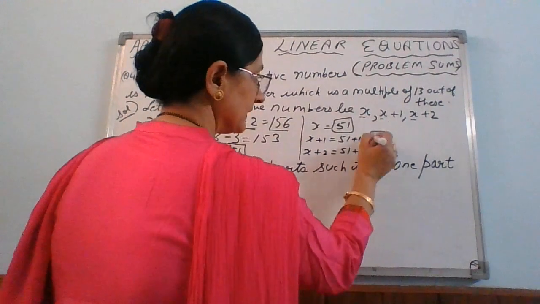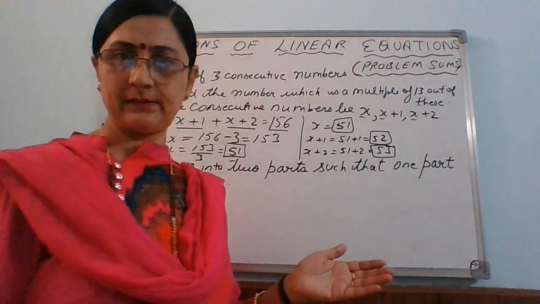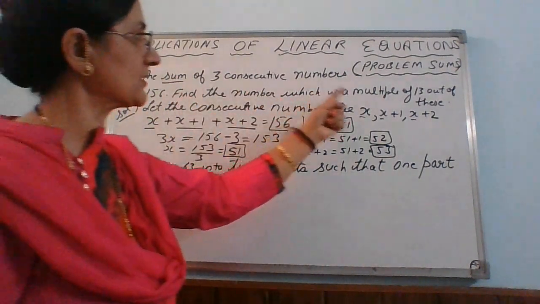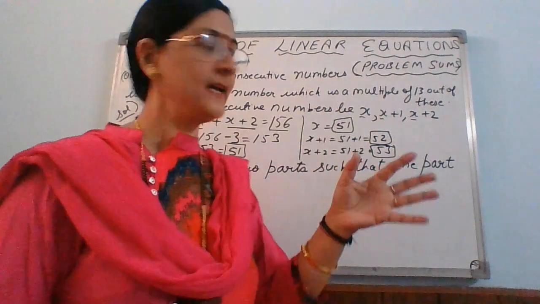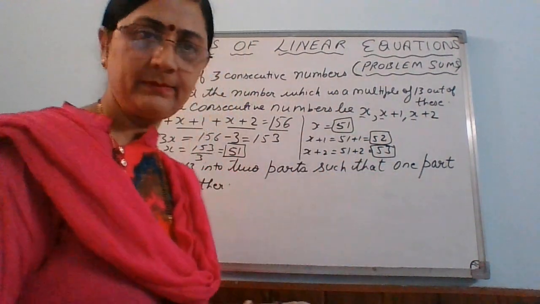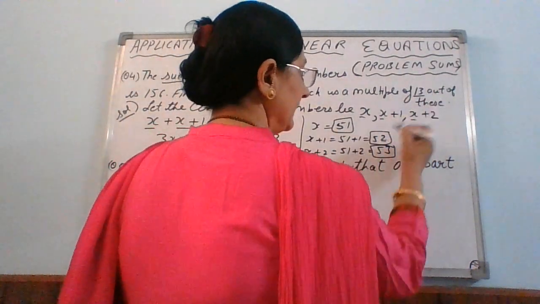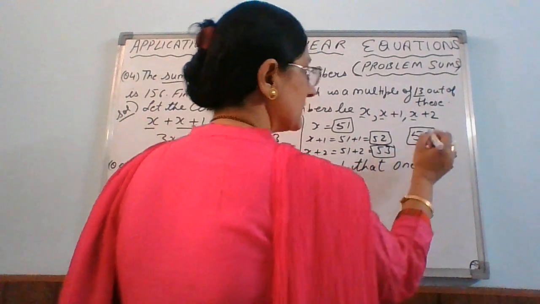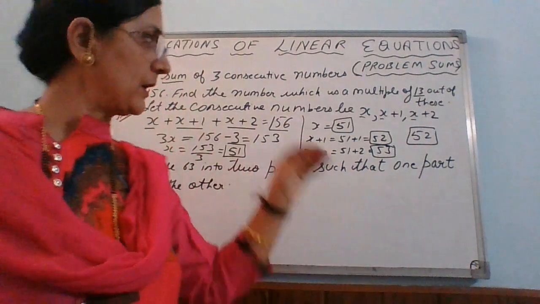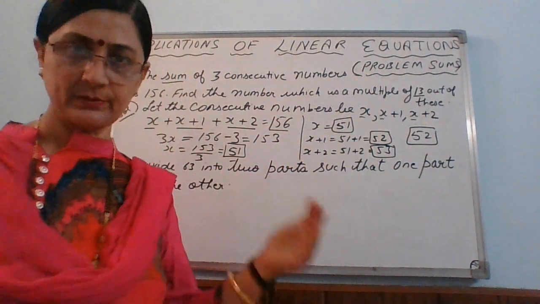तो आपके 3 consecutive numbers ये हैं. पर आपका question अभी we have not completed the question. We didn't get the answer. हमें क्या find करना है? Find the number which is a multiple of 13 out of these. Out of these 3 numbers, just check which is a multiple of 13. So 52 is divisible by 13. Sorry, 52 is divisible by 13. So out of these numbers, कौन सा number divisible by 13 है? That is 52. I hope this question is clear.